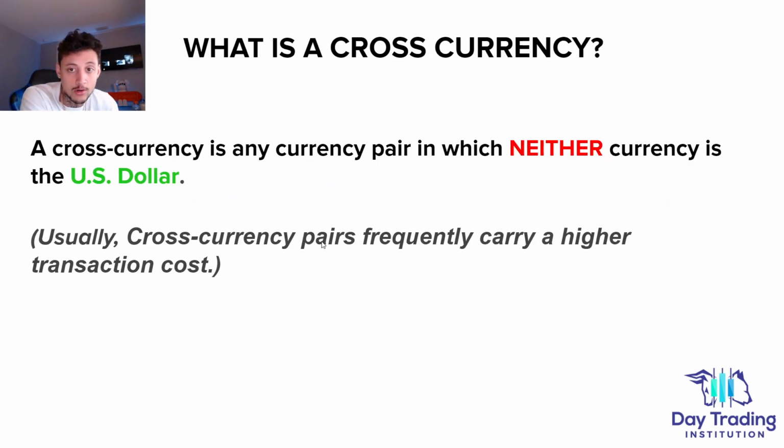Now, what is a cross currency, right? Pretty simple. Again, that's just how the brokerage makes their money, all throughout spread. What is a cross currency? A cross currency is any currency pair in which neither currency is the US dollar. Usually cross currency pairs carry a higher transaction cost. What I mean by this is pretty much that if you're not trading one of the popular pairs that involve the US dollar, then they're going to have a higher spread and a higher commission because there's less volume traded within that currency pair.